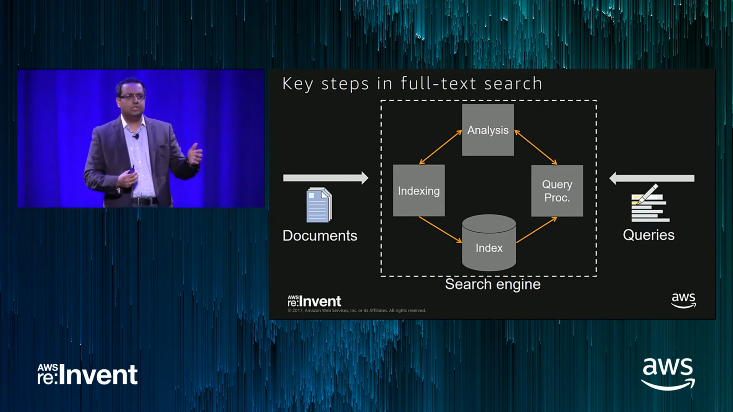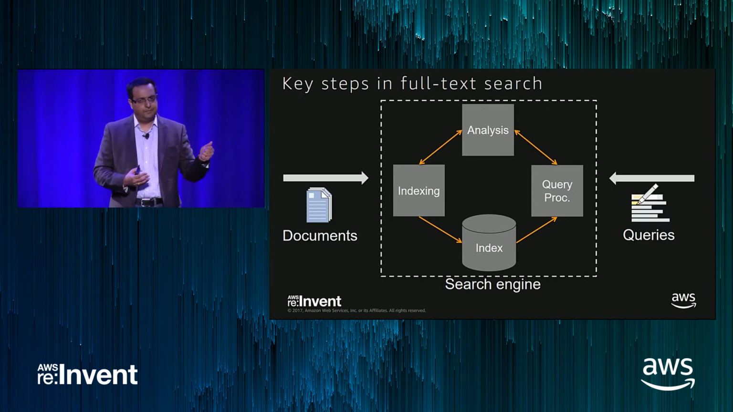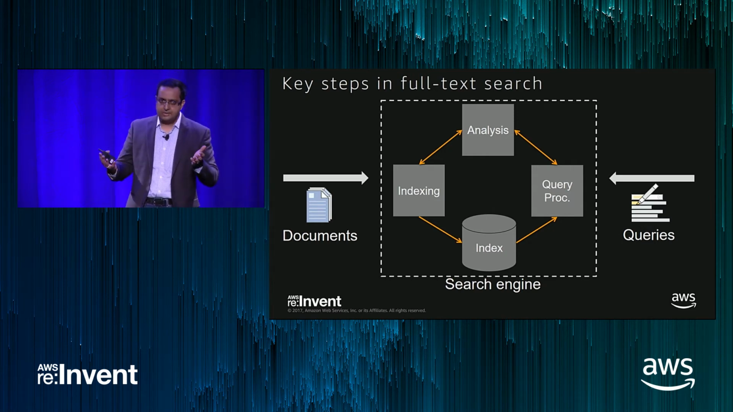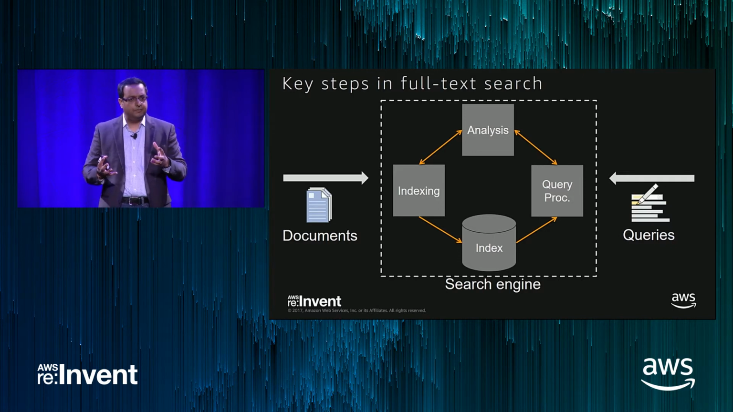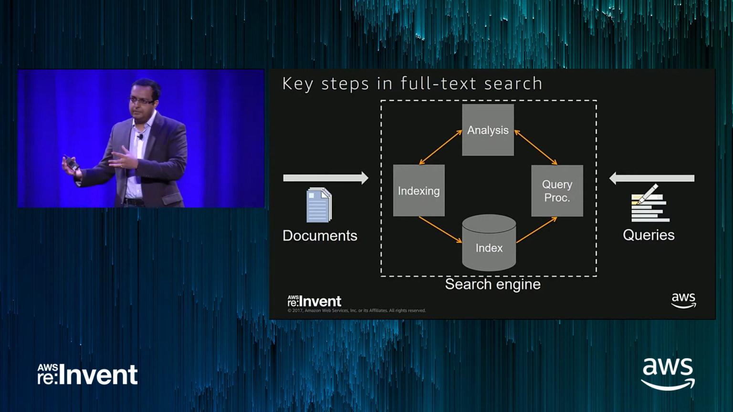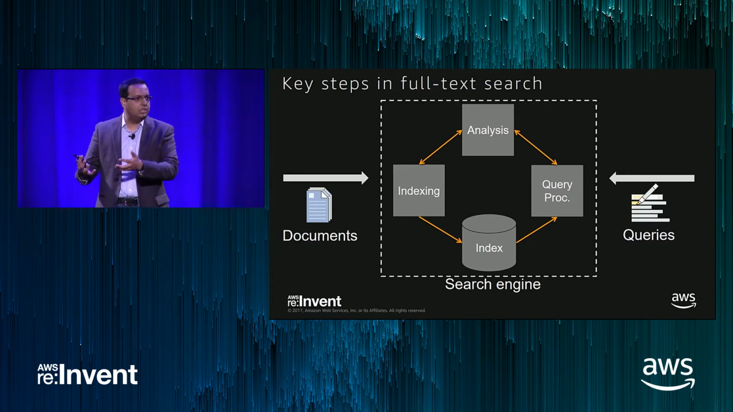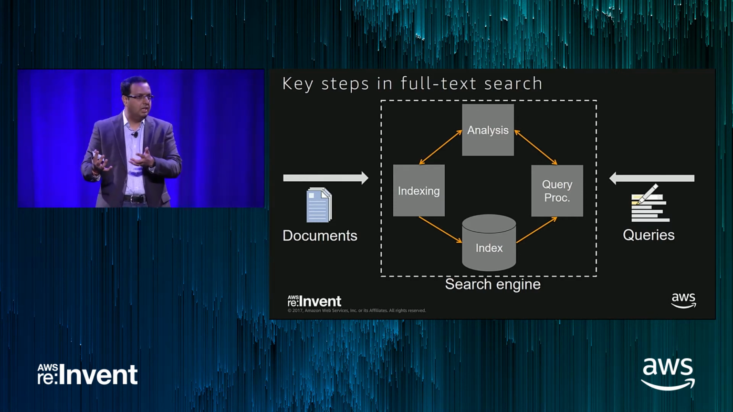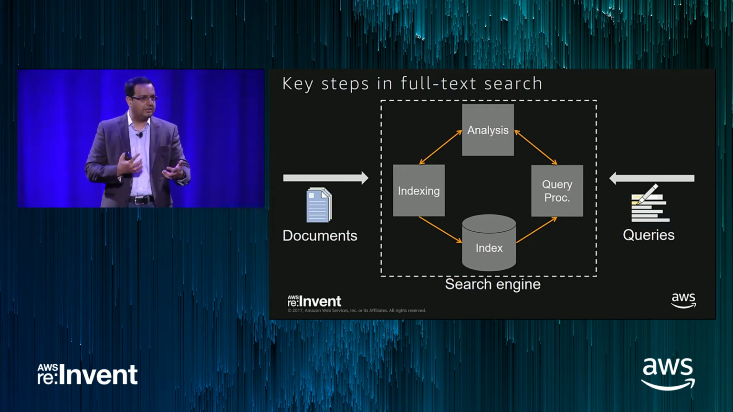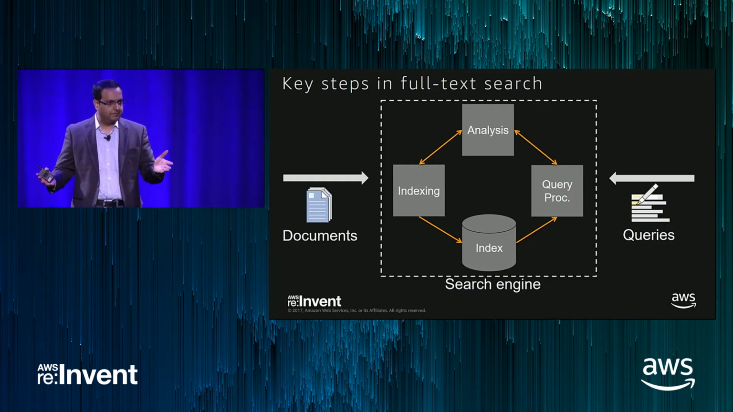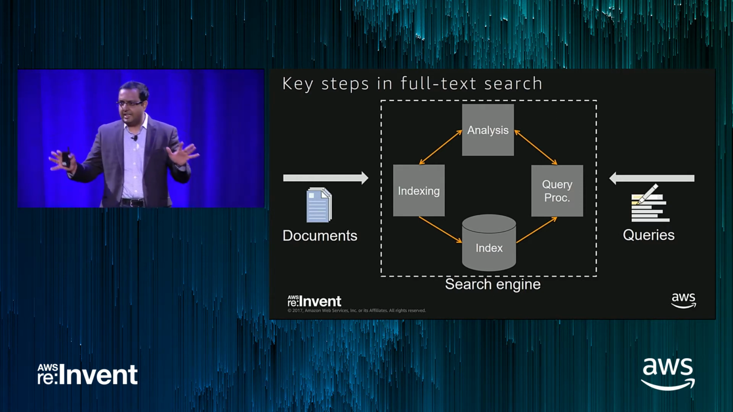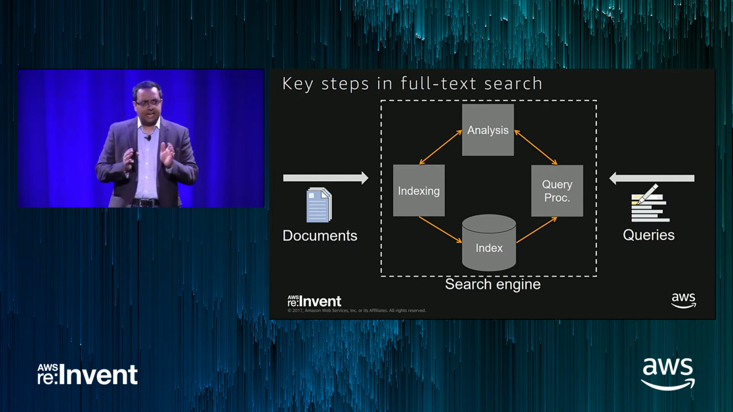First of all, the search engine takes the documents that you offer, processes them, takes them through a process called analysis, and then extracts the key terms that it needs to actually index for you. Subsequently, when you do a query, it figures out what the key terms in your query are that it needs to search against, goes into the index and pulls out the necessary documents, sorts them based on relevance, and returns them to you.